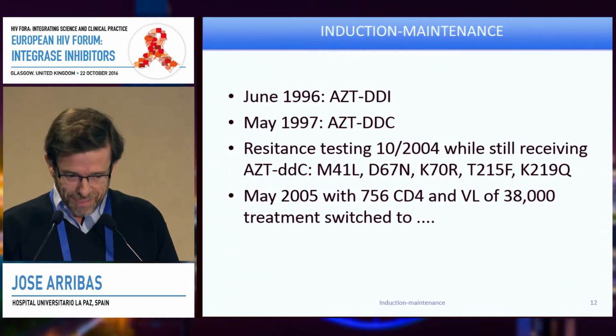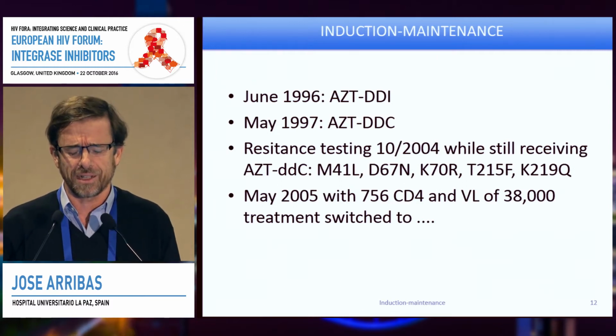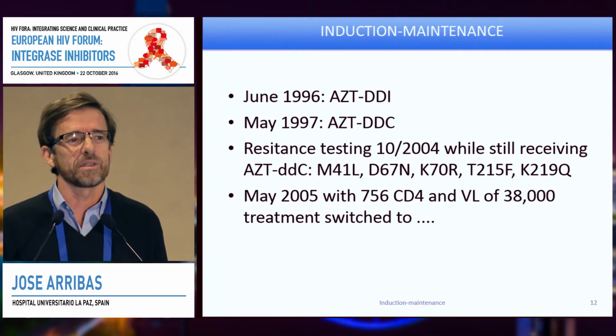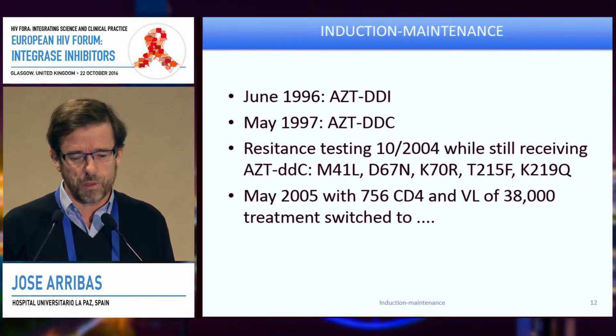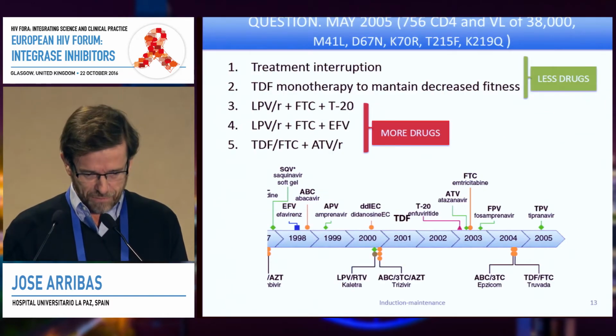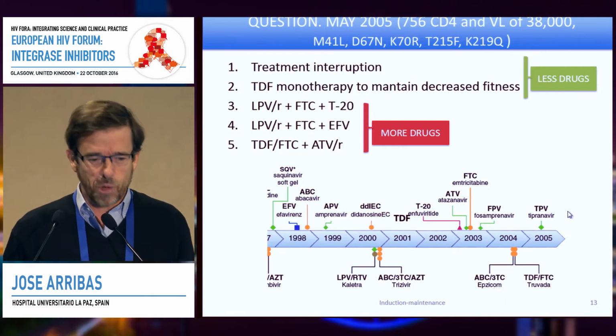So in May, we have these mutations in May 2005 with a CD4 cell count of 756. This is interesting because despite being on only one nucleoside, there was a nice CD4 cell response and a viral load of 38,000. So treatment was switched to what? And please remember, we're in May 2005. And we have here, since 2001 TDF, we have T20, we have atazanavir, FTC, fosamprenavir, tipranavir.